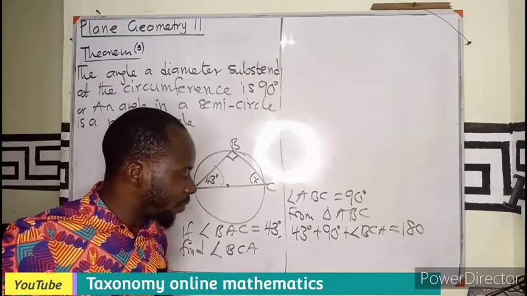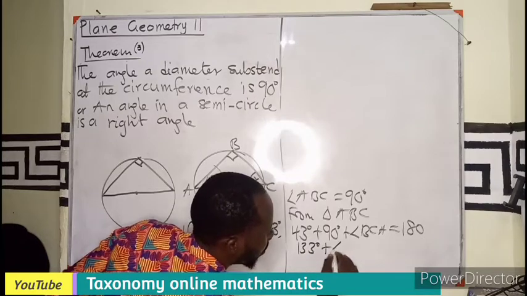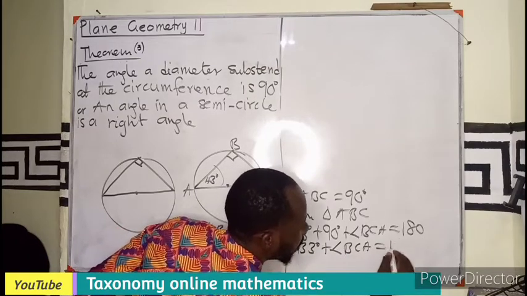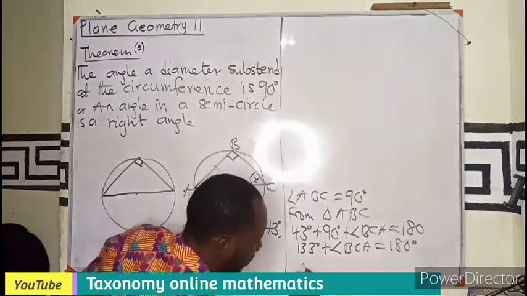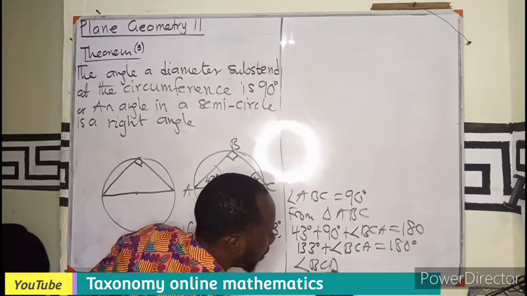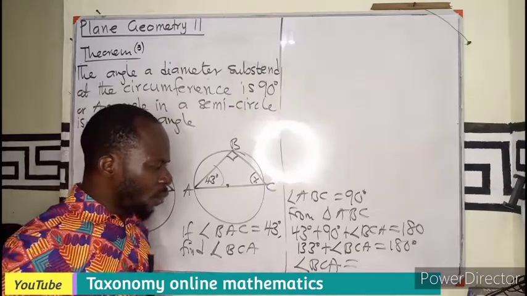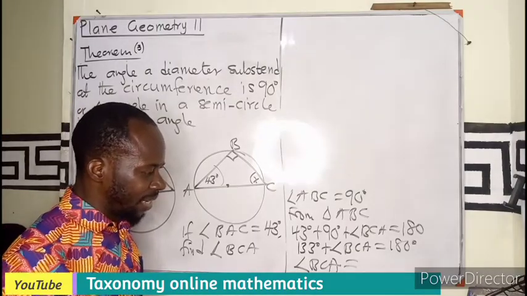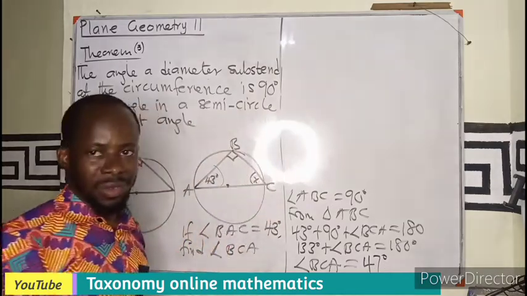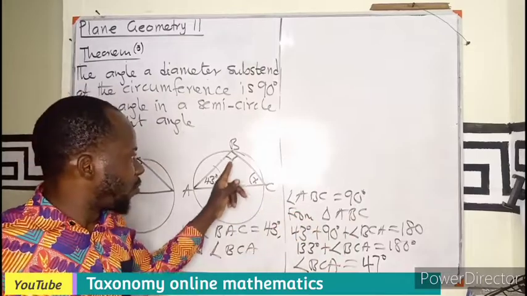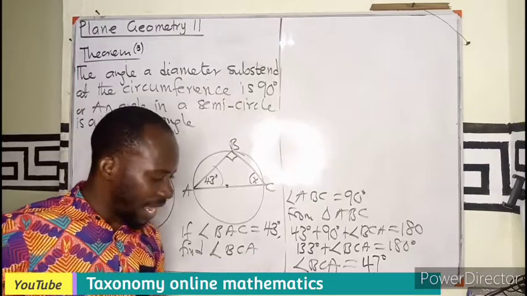So fast forward. If you add this, we have 133. So 133 degrees plus the angle BCA equals 180 degrees. So by grouping like terms, your angle BCA will just be 180 minus 133. And that will be 47, I guess. So we have 47 degrees. So it is not only that we have to be finding this, we can use that property to find other sides. Let's take another question.